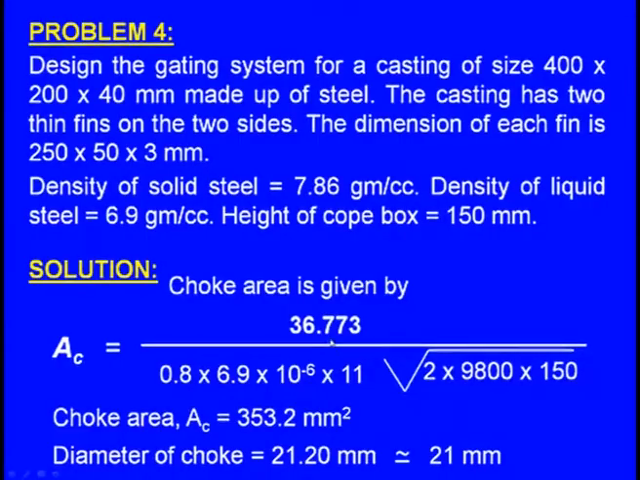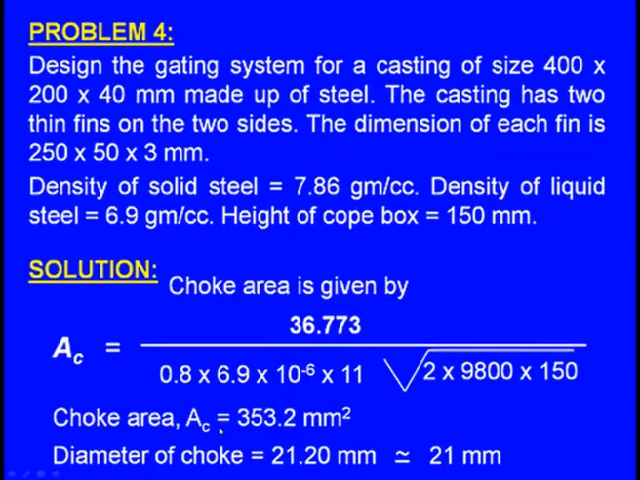Now, this is the choke area. We are substituting different terms in the formula. This is the weight of the poured metal, and this is C. Now, this is the density of the liquid metal, and this is the pouring time. Now, choke area AC is equal to 353.2 square millimeters. Now, the choke area is usually a circle.